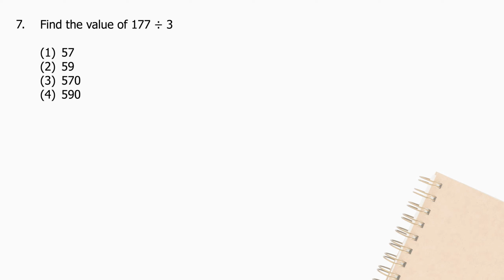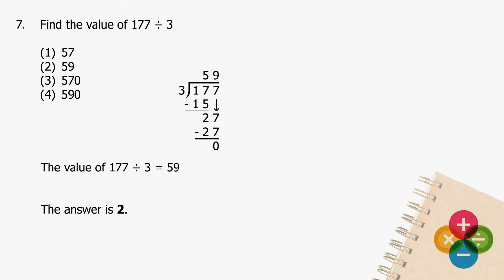Question 7. Find the value of 177 divided by 3. The value of 177 divided by 3 is 59. The answer is 2.